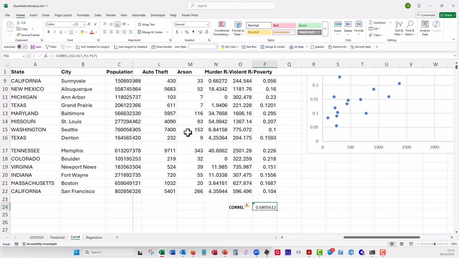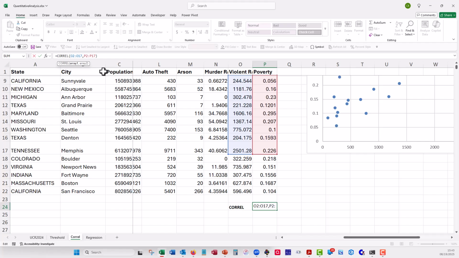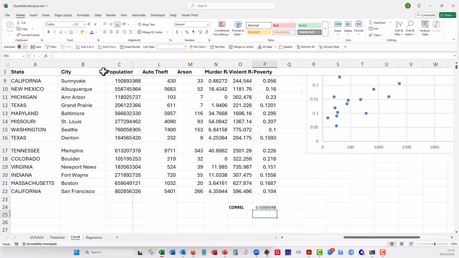All right, now I've got 5 more cities, and I'll adjust my range here to account for them. And now I'm down to 0.6. So I ended up with a lower correlation by adding those additional 5 cities. I think partly because I had another outlier here in Boulder, Colorado, which has a relatively high poverty rate and yet a low crime rate, although Newport News, Virginia, has a violent crime rate that's more than I would expect based on the poverty rate. Actually, so does San Francisco. San Francisco has a decent amount of crime, but you can't really be poor and live there.